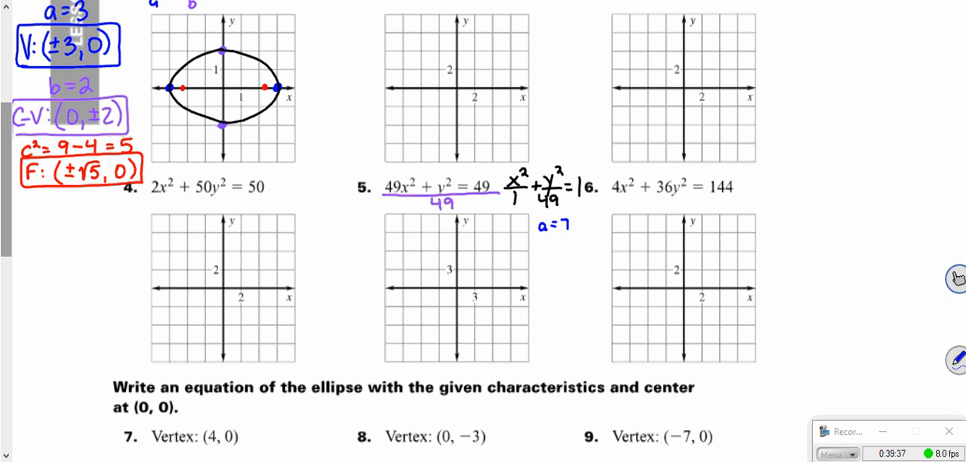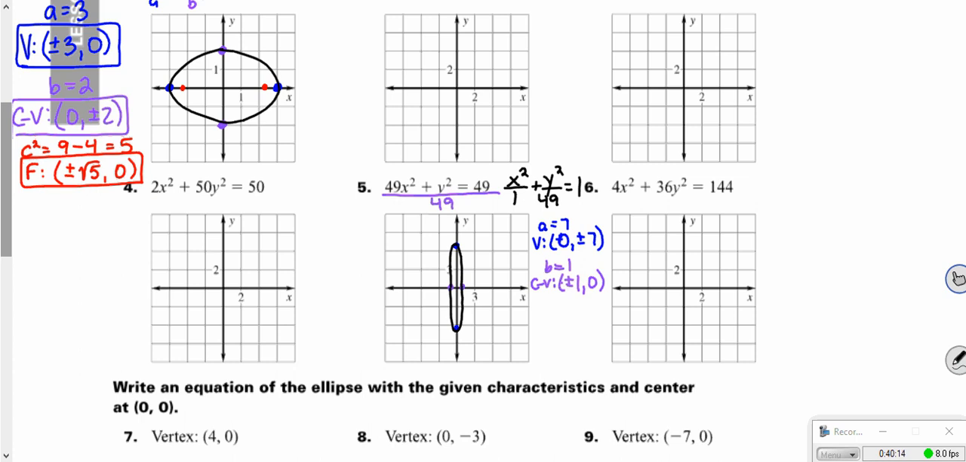Okay, so then now your a squared is 49, so your a is going to be 7. Your vertice is going to be 0, plus or minus 7, remember, because it's under your y squared. Your b is going to be 1, so your co-vertice is going to be plus or minus 1, 0. I wasn't going to do this one, yet here I go. So we got a really skinny ellipse.